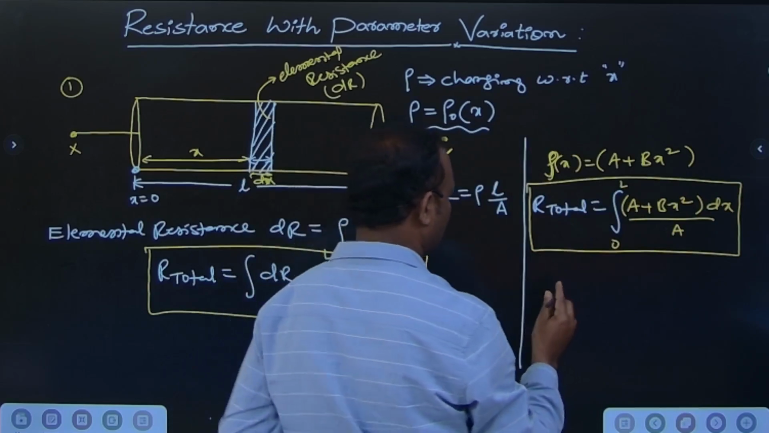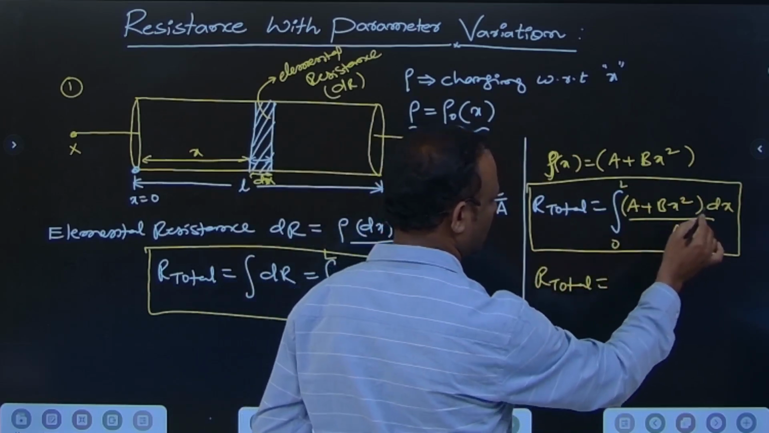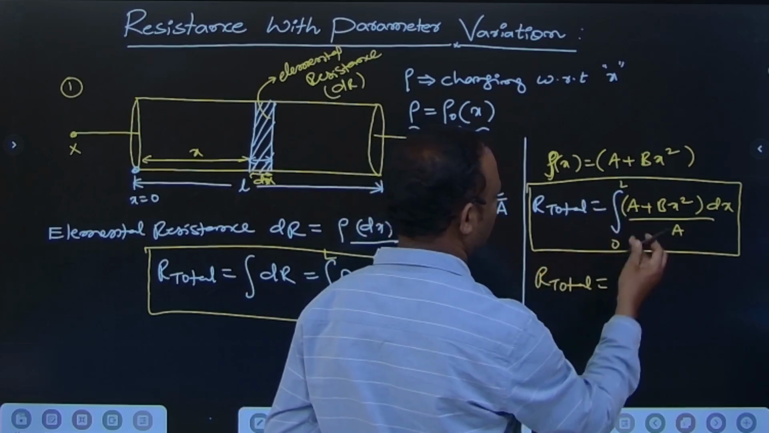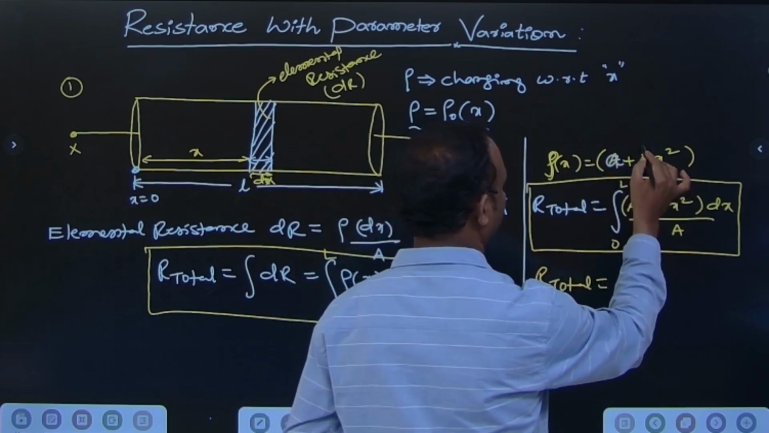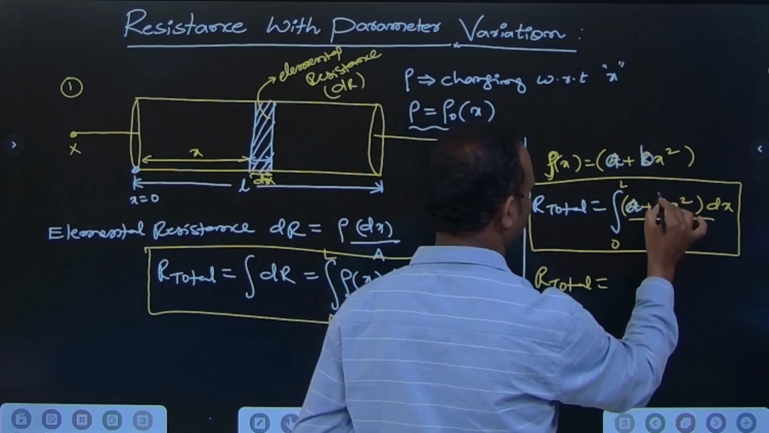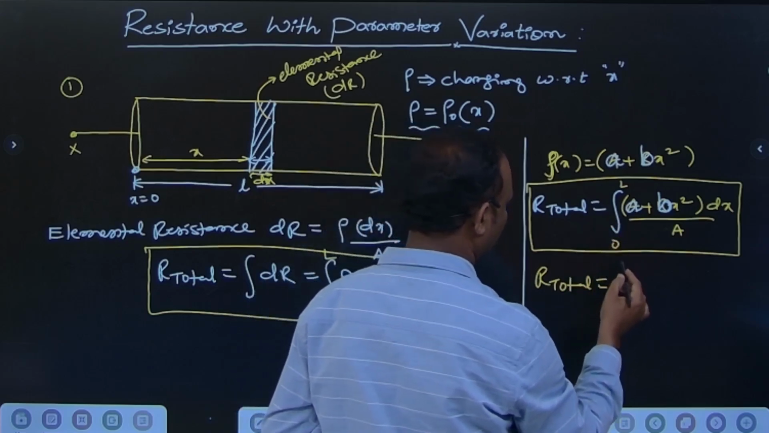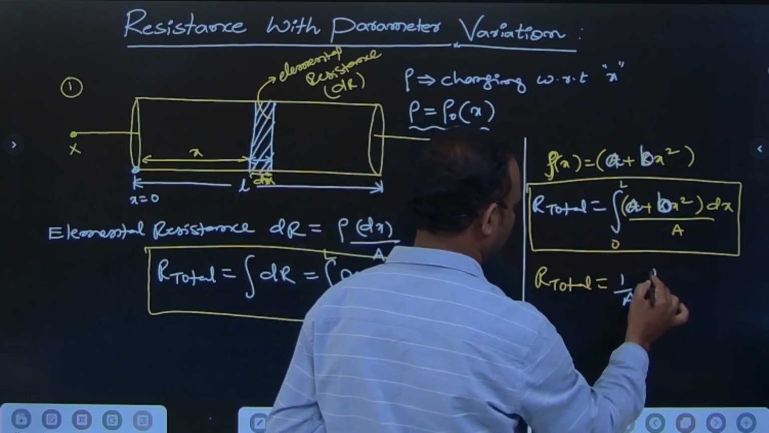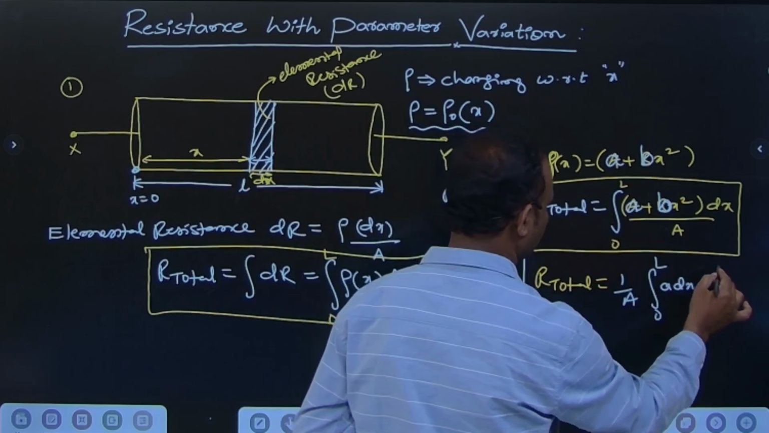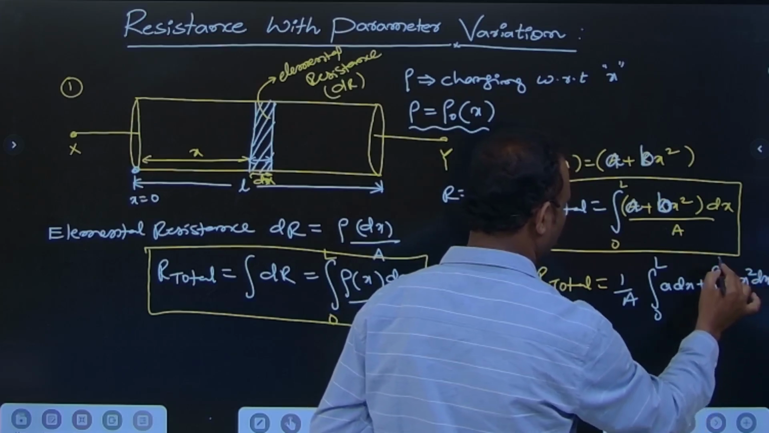So just for calculation, R total is equal to, okay, this is what A, I'm choosing for our convenience. This is small letter a, small letter b. I'm choosing small a and b because this will be cancelled. So a and b, this is 1 by A outside, integration 0 to L a dx plus integration b x square dx from 0 to L.